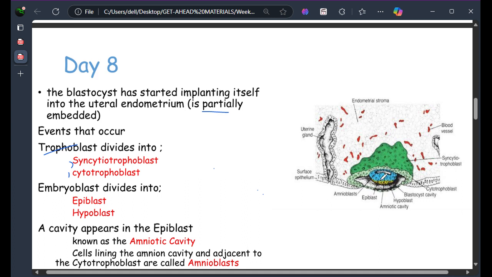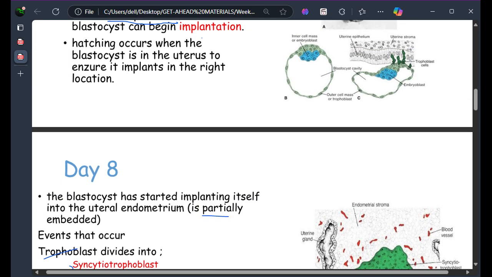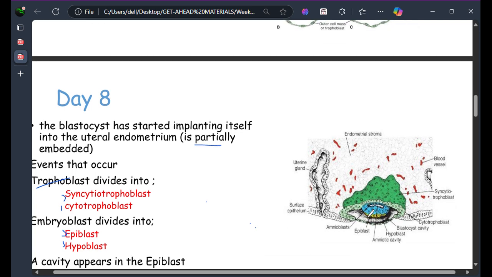But the inner cell mass will split also into two parts, known as the epiblast and the hypoblast. Okay, the inner cell mass, the one that is color coded blue, will split into the epiblast and the hypoblast. The hypoblast is the one that we are seeing down there, color coded in yellow, and the epiblast is the one color coded in blue. Okay, so that's how we are changing from this structure to this structure here.